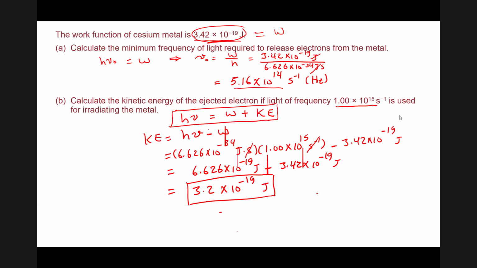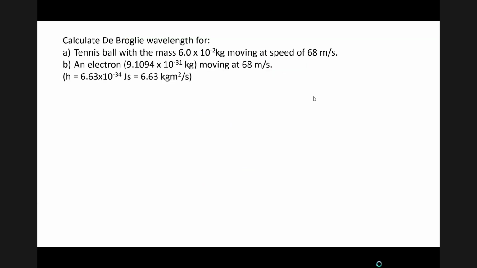Like if you know the kinetic energy and the work function, you can calculate the energy of the photon used, and vice versa. We also discussed the wave properties of the electron as given by de Broglie's wavelengths. So let's calculate de Broglie's wavelengths for the electron when it moves at a speed of 68 meter per second.